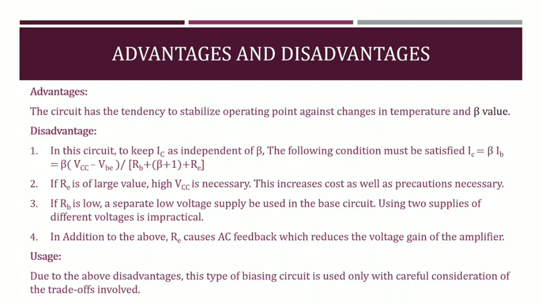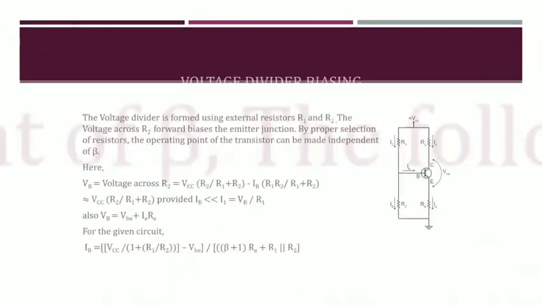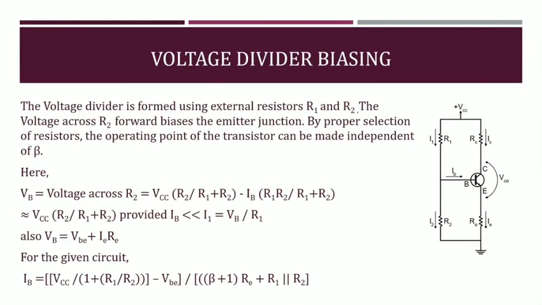Then let us move to the next one, which is voltage divider biasing. Here we can define this voltage divider bias as a formation of external resistors R1 and R2, which means it consists of two resistors. The voltage across R2 forward biases the emitter junction. By proper selection of resistors, the operating point of the transistor can be made independent of beta.